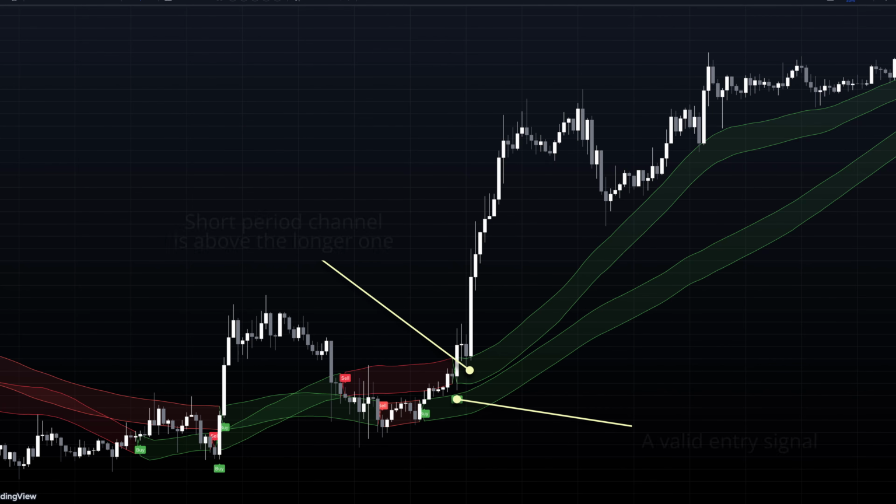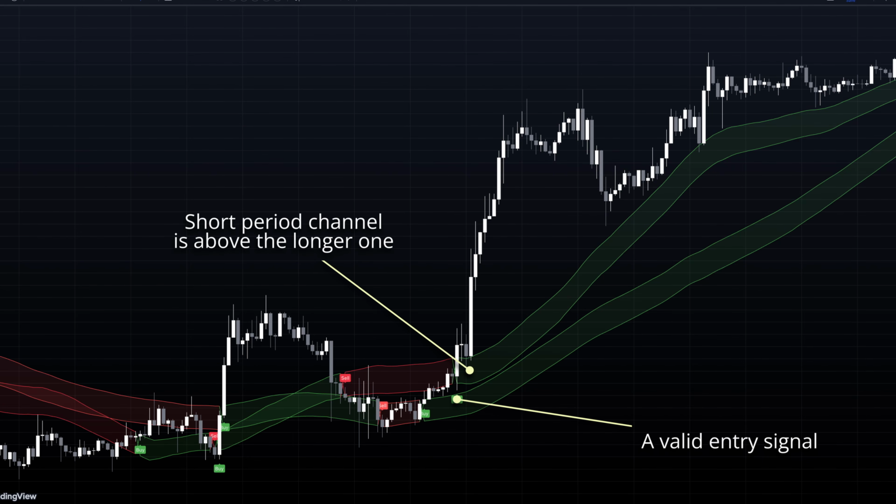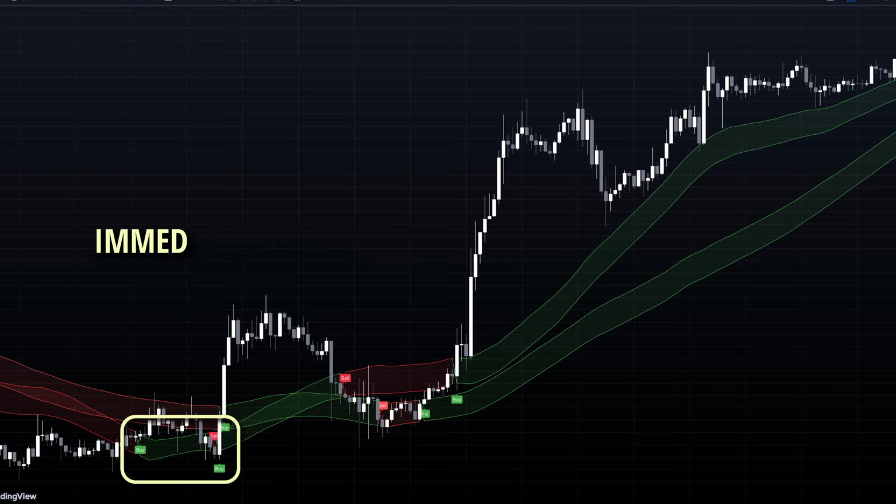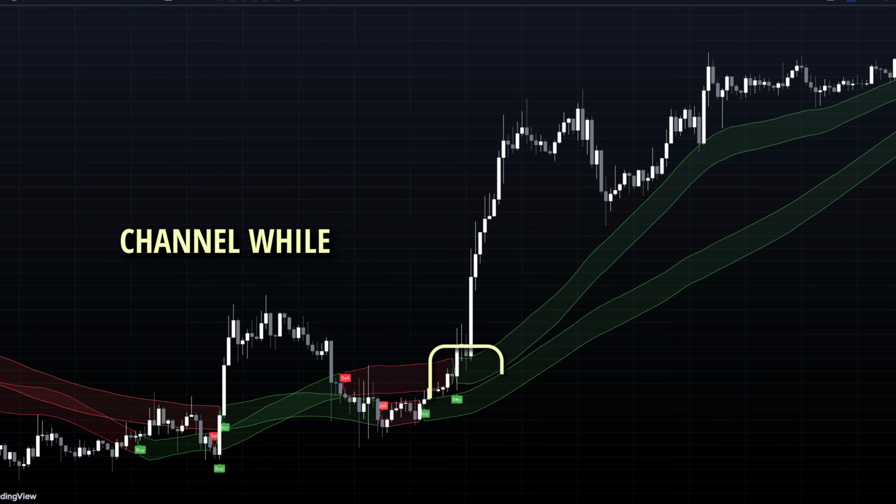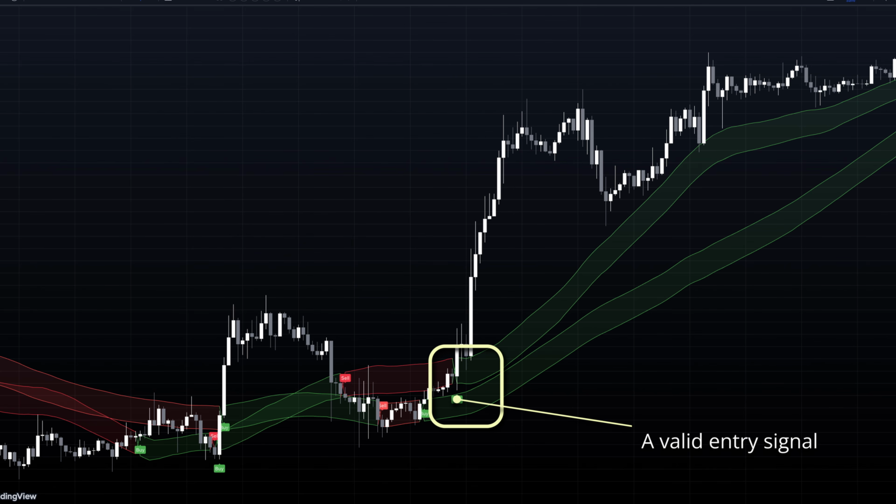For long positions, take buy signals from the lower period channel only when it's positioned above the longer one, and both are colored green. If the signal isn't immediately clear, wait for a price breakout followed by a pullback, then enter when price shows rejection at the channel while maintaining the correct color and position alignment.